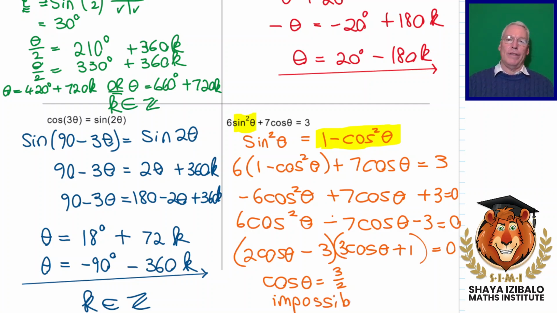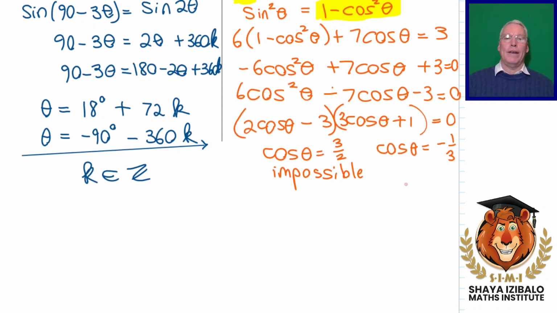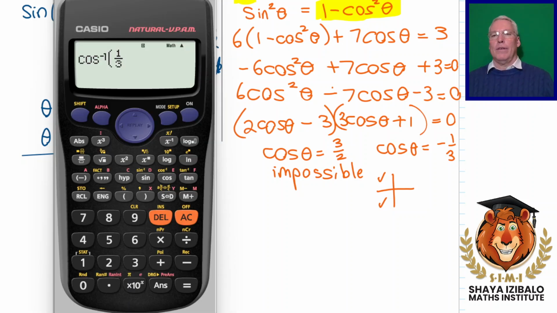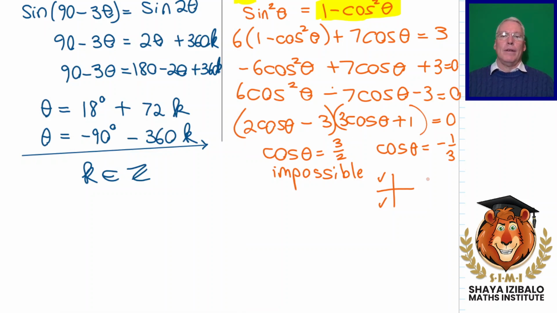The other one says that cos theta is negative a third. 3 cos theta equals minus 1. Cos theta is negative a third. That definitely has solutions. We need to find a key angle. We know we want cos to be negative. Cos is negative in those two quadrants. We're going to need to pull up a calculator. Right, so undo cos of a third, not negative a third, just a third, and we get 70,5 degrees. So our key is 70,5 degrees.